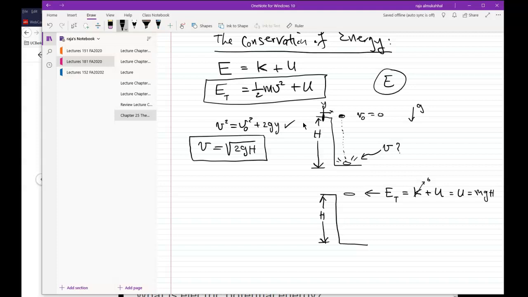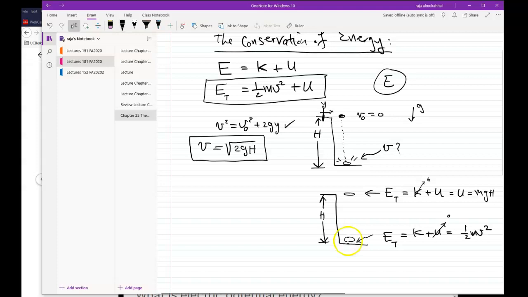Now, when the stone is right before it hits the ground, where the height here is infinitesimal, extremely tiny, all that energy that the object had here has been converted into kinetic. In other words, the total energy right before it hits the ground, which is K plus U again, but this time, because there is no height, the gravitational potential energy is equal to 0, and all of it is 1/2 mv squared, right?